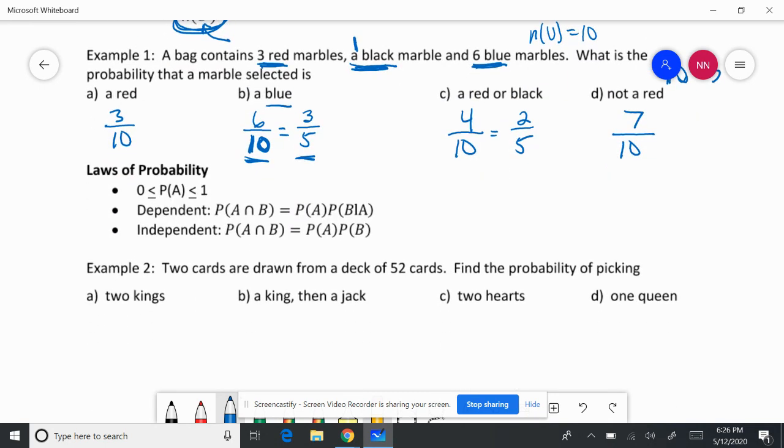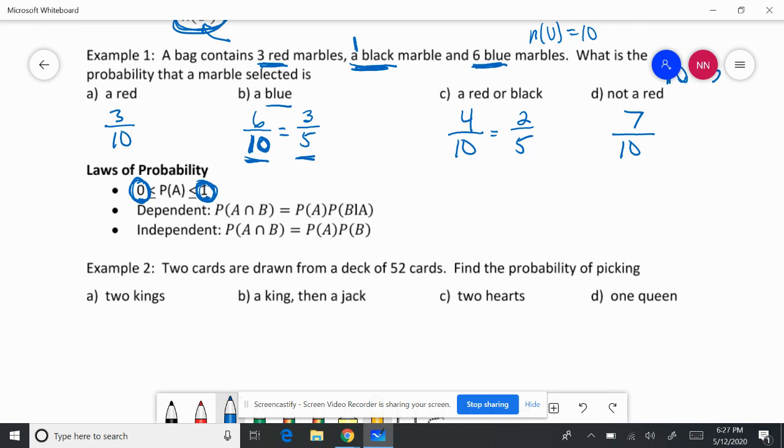Now, a couple more probability laws. One of the most important ones that we know about probability is that probabilities are always in between 0 and 1. 1 we could think of as 100%. We can't have more than 100% of something, and we can't have a negative percent. So all the probabilities have to be in between these two values. The lowest probability ever is 0. The highest probability ever is 1.